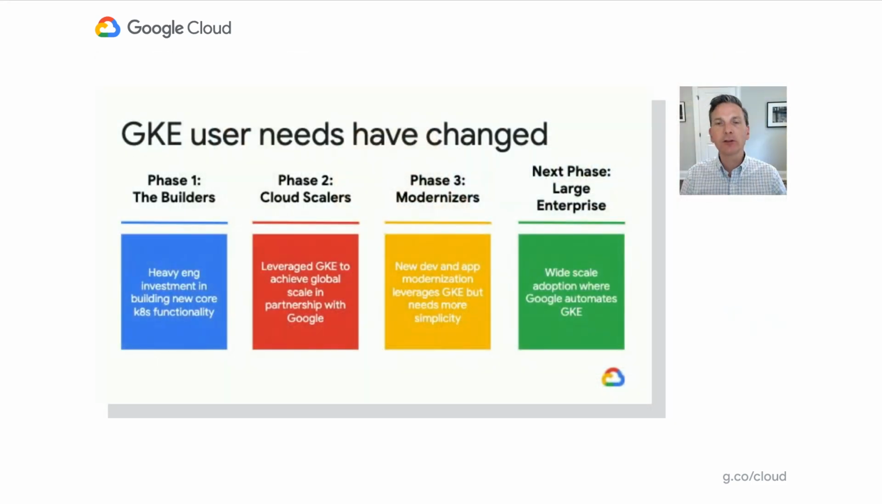From there, we move to the next phase, which is the cloud scalers. That's where great firms such as Shopify and Spotify work with Google and use GKE to be able to obtain that huge, massive global scale they need to grow their businesses to where they are in 2020. From there, we've entered a very different phase of Kubernetes.